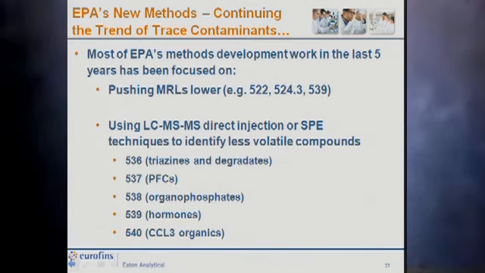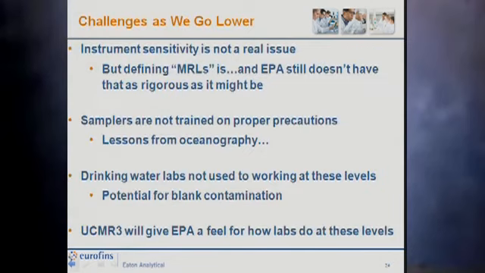So at this point, EPA has now got at least 5 analytical methods on the books that are LCMS, including some that are direct injection and some that use solid phase extraction first, but it's all focusing on the more polar, less volatile compounds. The challenge as we go lower is basically that instrument sensitivity is no longer a real issue. We keep pushing things down, but how we define those minimum reporting levels is, and EPA really still doesn't have that quite as rigorous as they might.